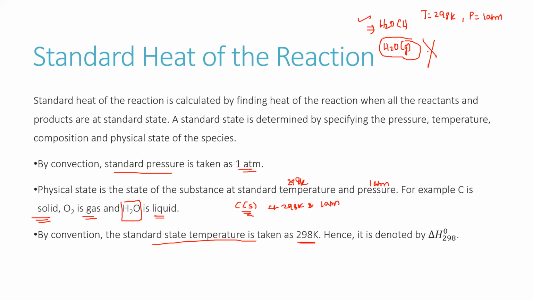All right. So when we discuss standard heat of reaction, we denote it by delta H naught at 298. 298 is basically denoting the temperature and naught means standard heat of the reaction. So that's delta H naught 298. That's how you denote a standard heat of the reaction.